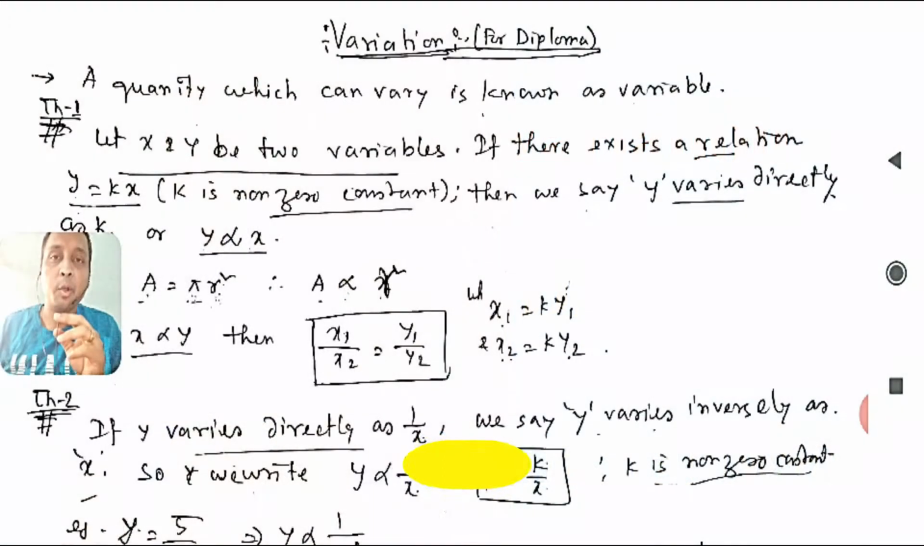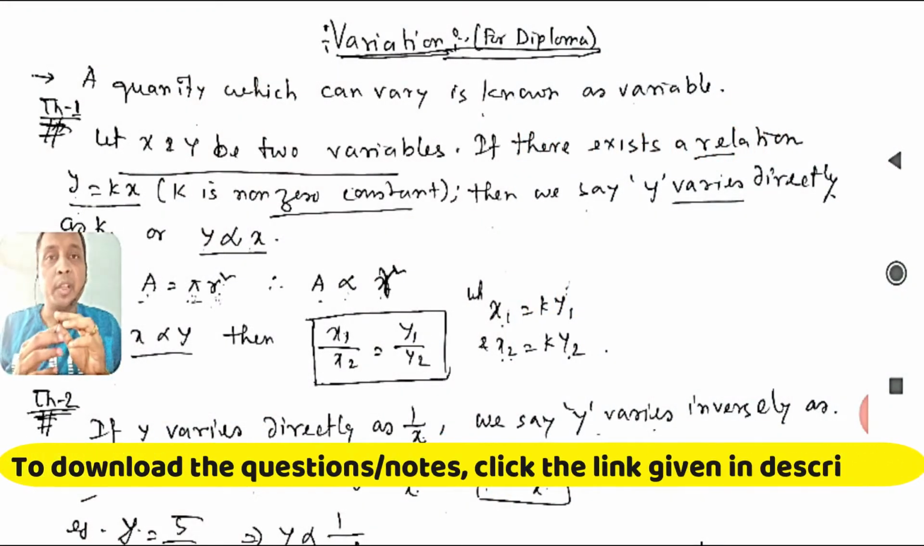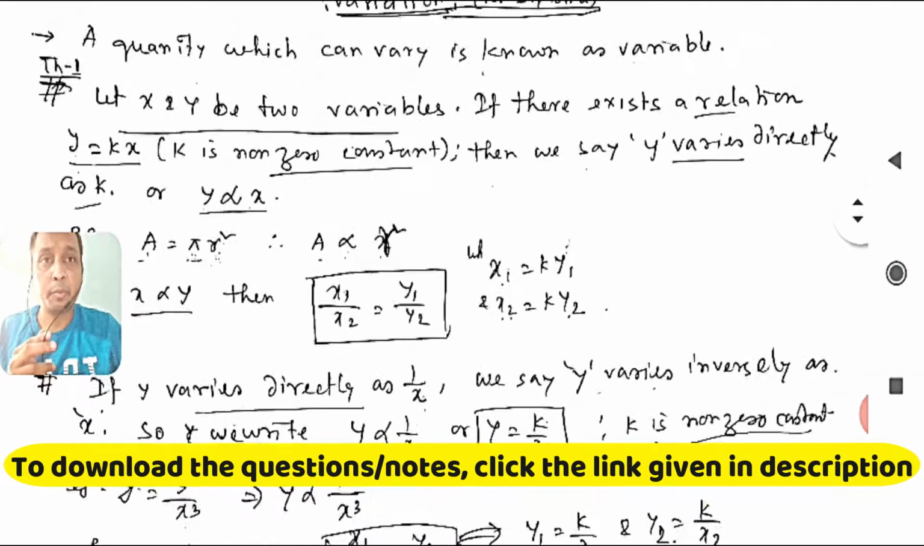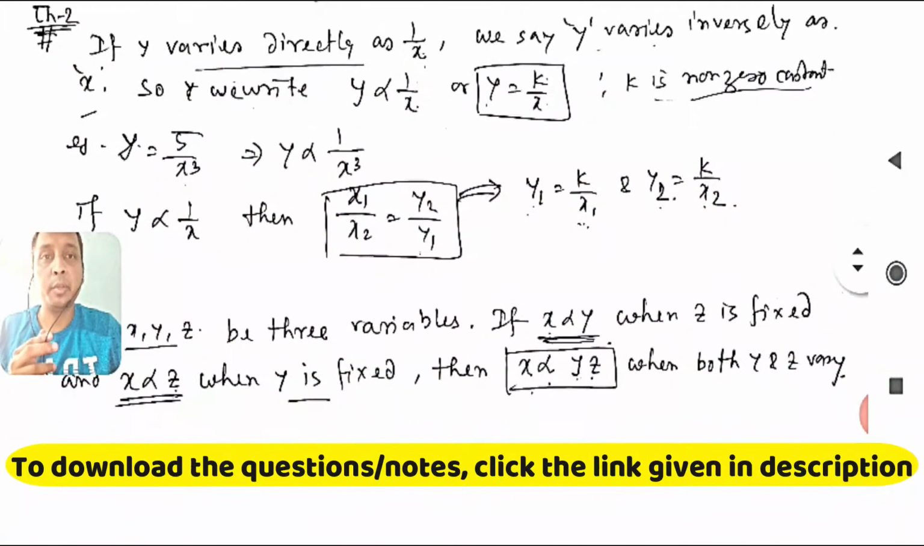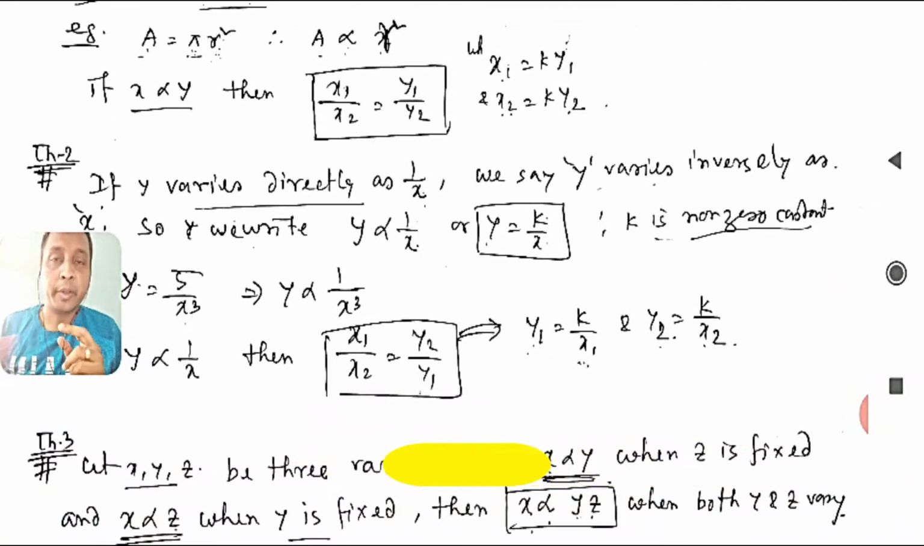Okay students, welcome to this new lecture on a new topic, that is variation. It is only for diploma engineering. So today we will see some of the basic theorems, theorem 1, 2 and theorem 3 of variations. Okay, then let's see this.